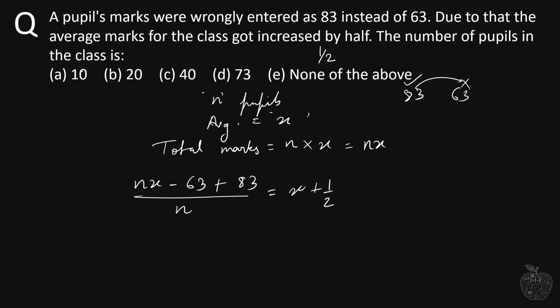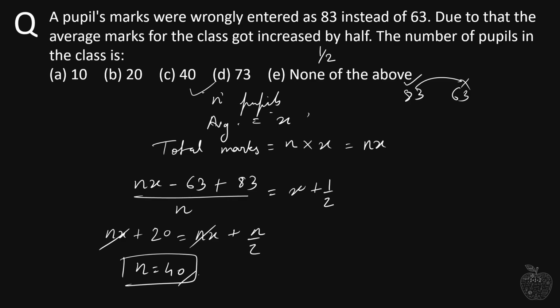We have to calculate the value of n. So we have (nx minus 63 plus 83, which is plus 20) divided by n equals x plus 1 by 2. This n will go on the right hand side and get multiplied here, so n into x is nx plus n by 2. nx gets cancelled on both sides, so this 2 will go on the left hand side and get multiplied with 20. So we get n is equal to 20 into 2, which is 40.